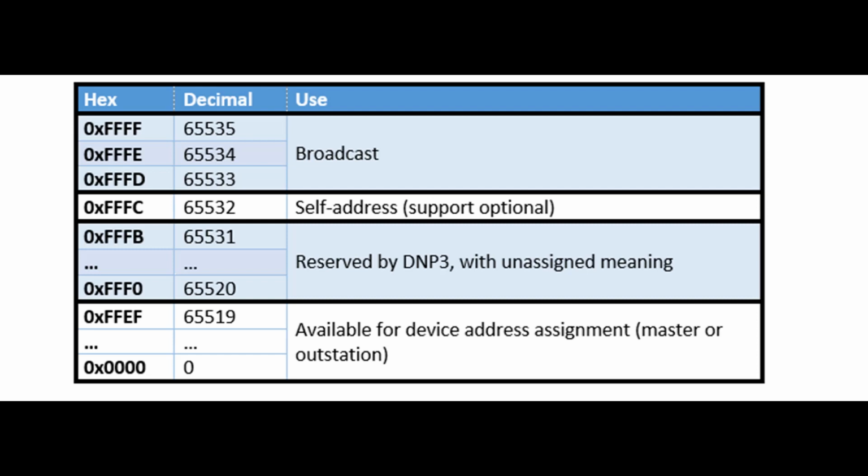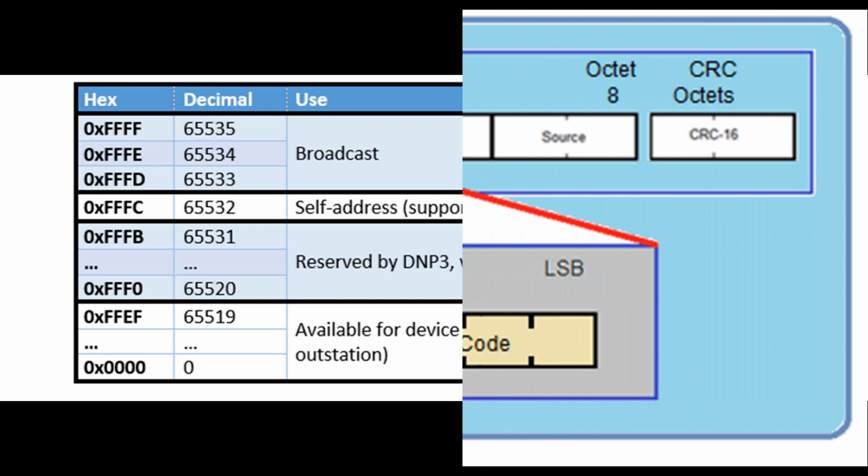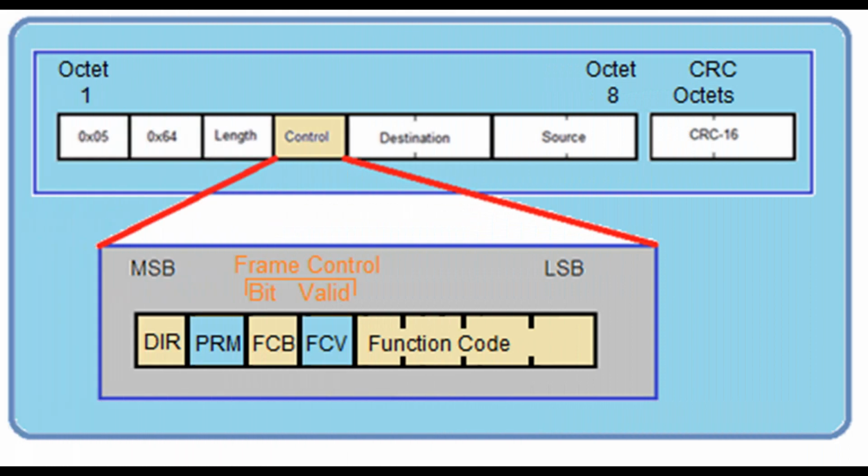The other addresses in the reserved range are not given any defined use within DNP3, but they should not be used as real device addresses. The fourth octet in the data link layer is the control octet. It identifies the type of data link message being sent and is structured as shown.